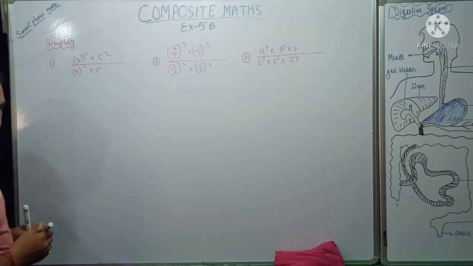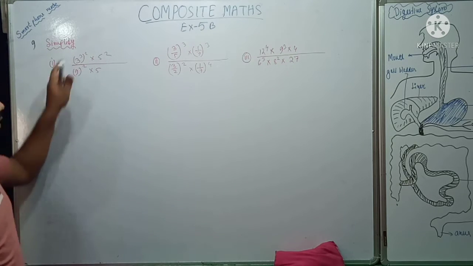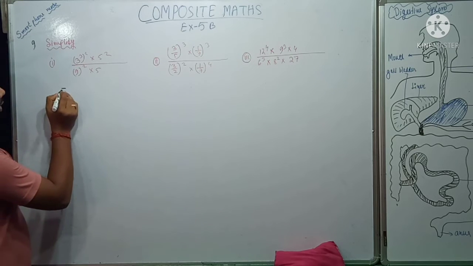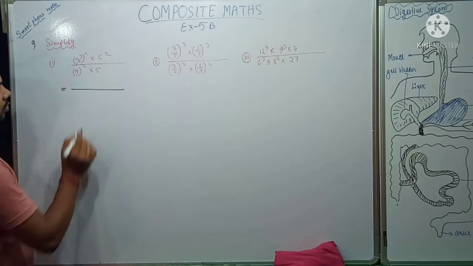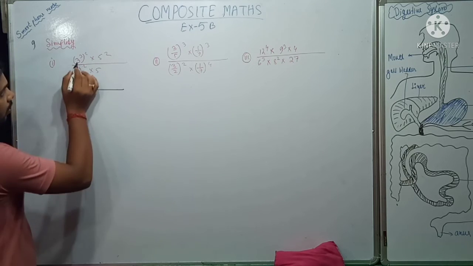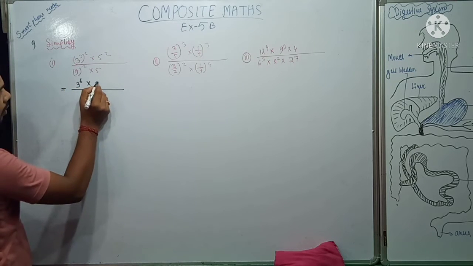So hello students, question number 9 we are going to do. It is given to simplify. Now how we will do? Let's see. First of all, we will express all these numbers in powers of 3 and 5. Okay, so this is already in power of 3. So it is 3 power 6 into 5 square.